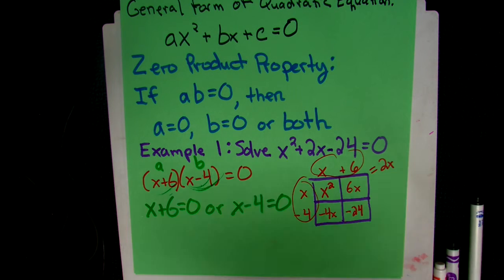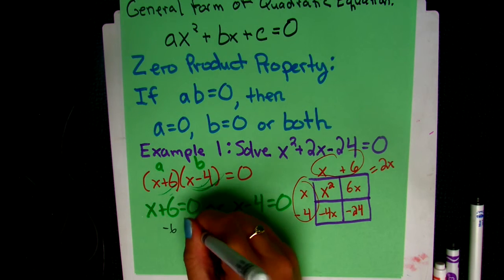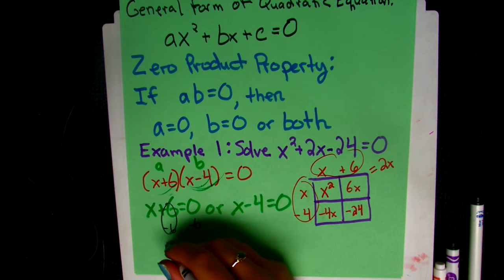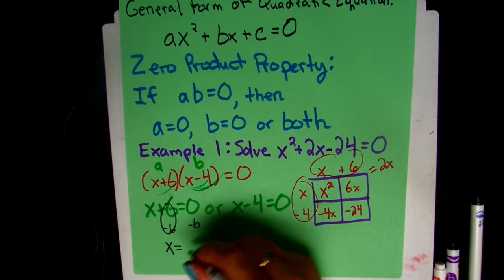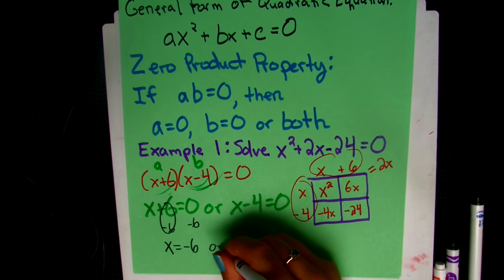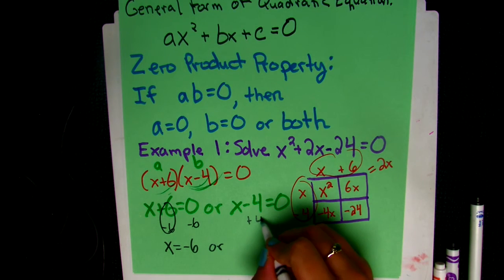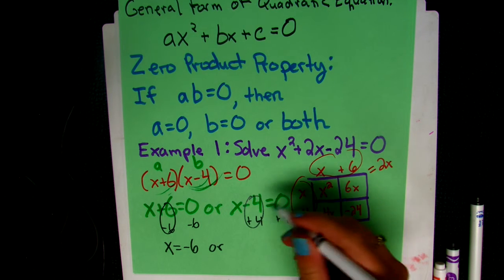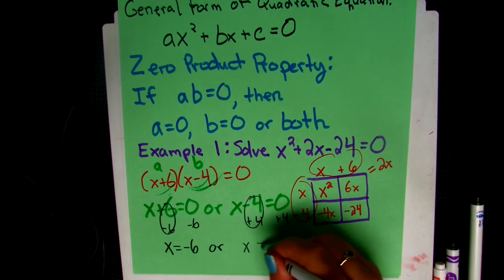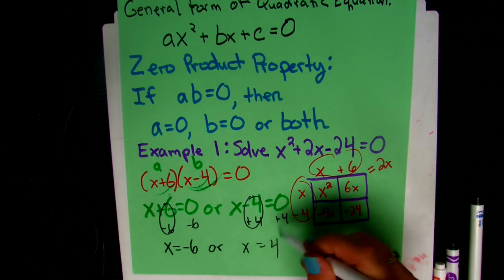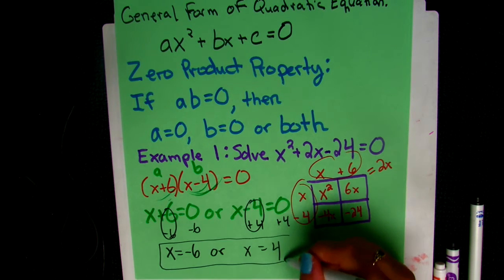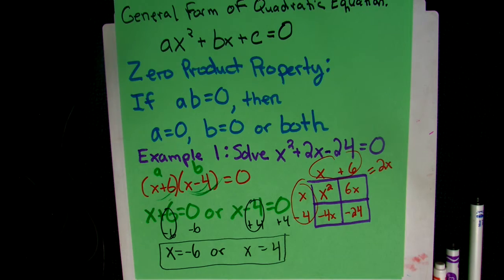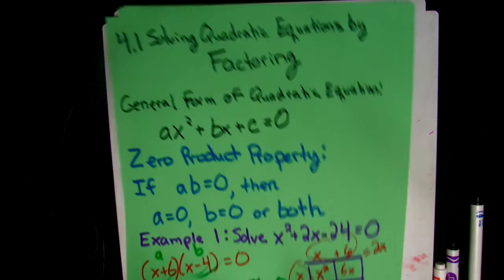I'm going to subtract 6 from both sides. 6 minus 6 is 0, so x is equal to 0 minus 6, which is negative 6. Or I'll add 4 to both sides. Negative 4 plus 4 is 0, so I've got x equals 4. Here are my two answers. Let's go ahead and try another example.